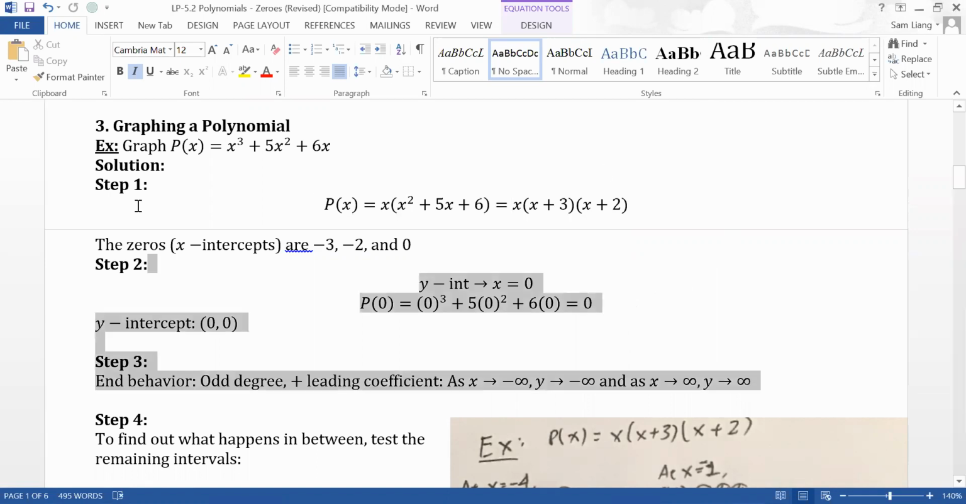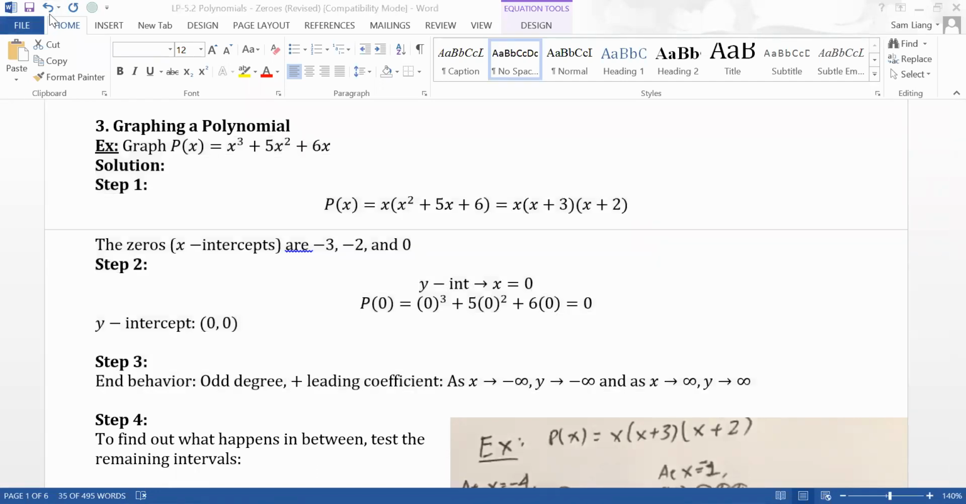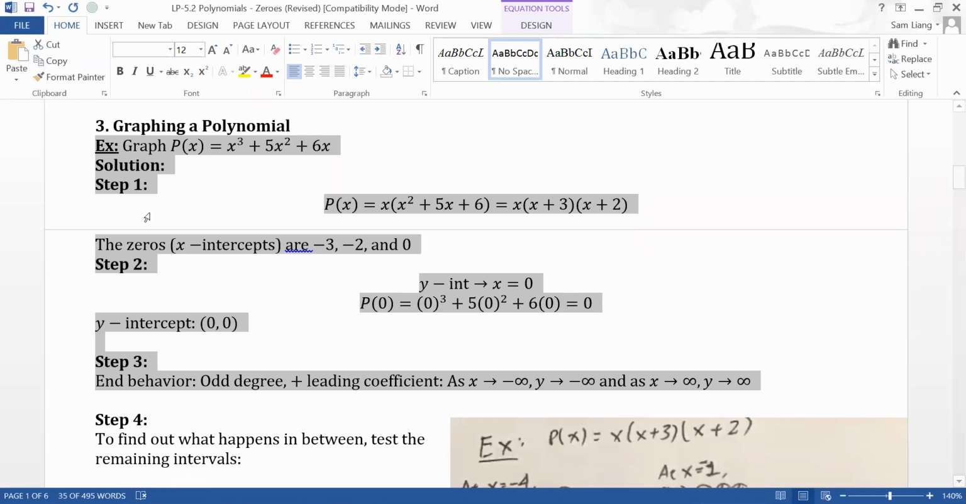All right, before I move on, I'll give you some time to copy what we have so far. And then the last step is to test the remaining intervals. So we're going to examine the behavior between the x-intercepts. All right, anyone still copying this? Steps 1 to 3. All right, I'm going to move on.